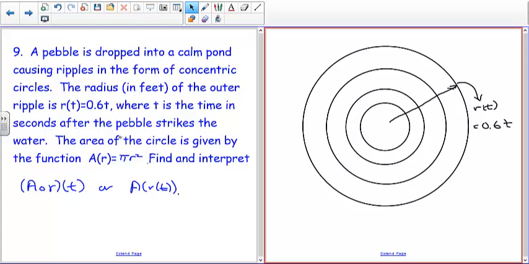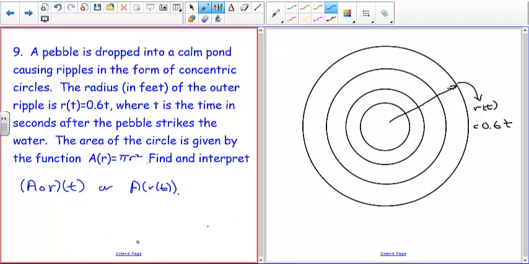The area of a circle is given by the function A of r equals pi r squared. Find and interpret A of r of t. It's not the same thing. So this is a composite function. So A of r is pi times r squared.